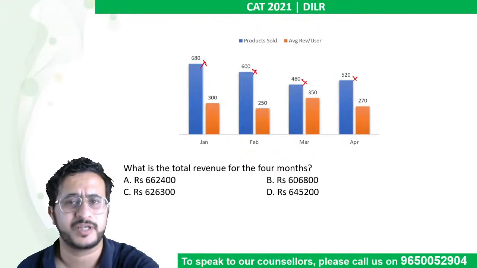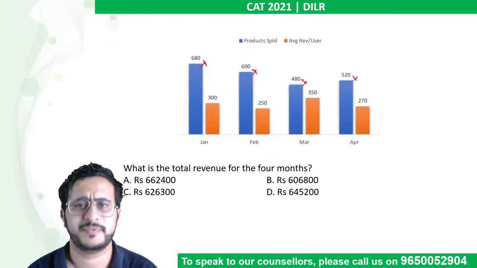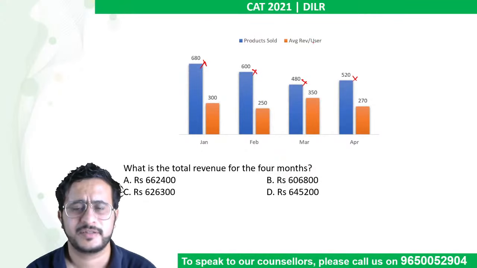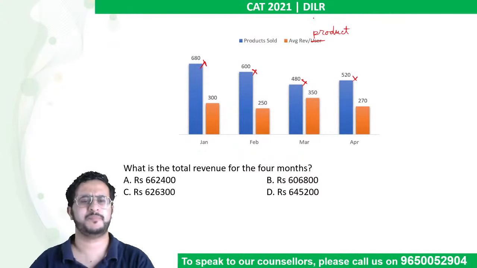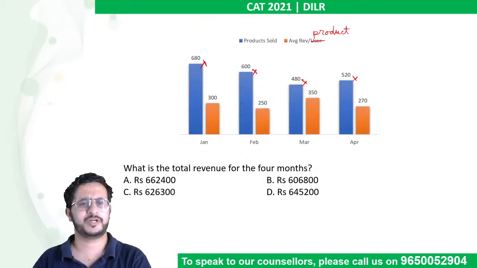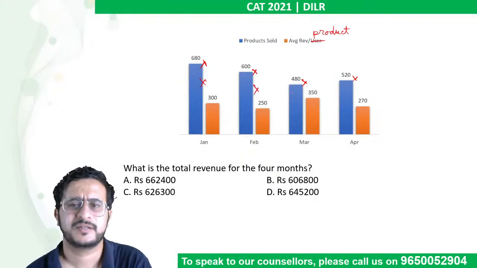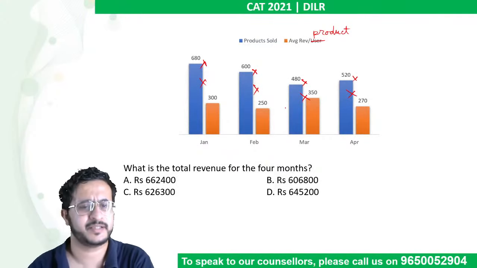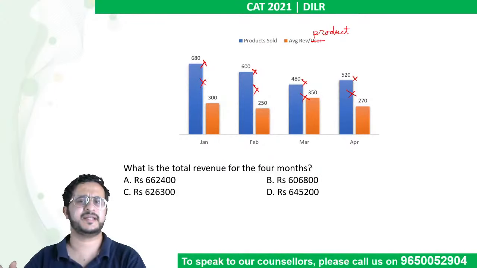Average revenue per user. So you sold like 680 products, and average revenue actually should be per product. Take it per product, user is an ambiguous term. So basically what you have to do is multiply these values, and then just add them. And you have to multiply these and add them.